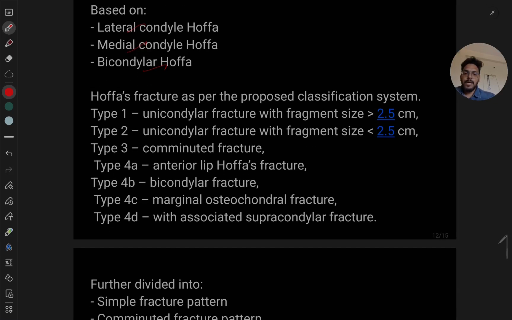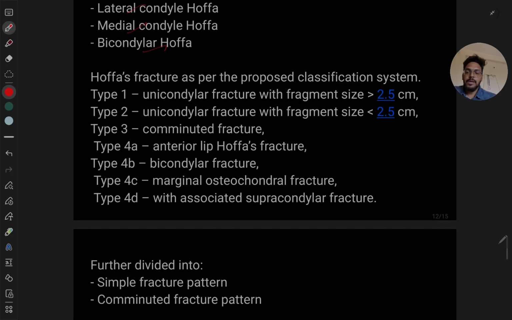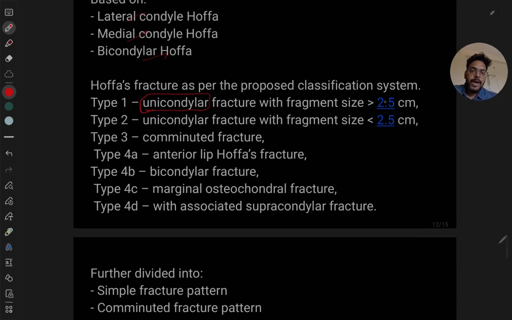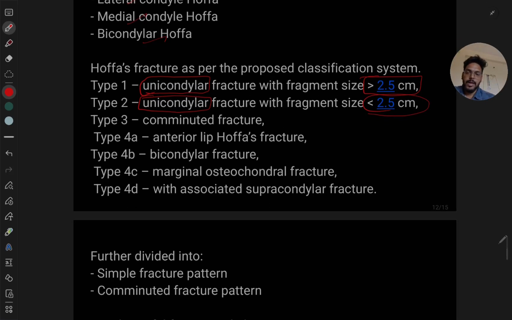So the Hoffa fracture as per the proposed classification system has mainly 4 types. Again in the 4, it has A, B and C. So based on the fragment size, type 1 is a unicondylar fracture with the fragment size more than 2.5 centimeters. Either it can be medial or lateral condyle. Unicondylar fracture more than 2.5 centimeter is type 1. Type 2 is unicondylar with less than 2.5 centimeter fragment size, a smaller fragment.